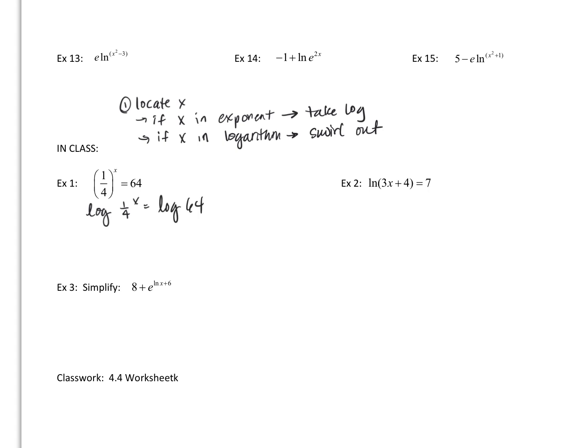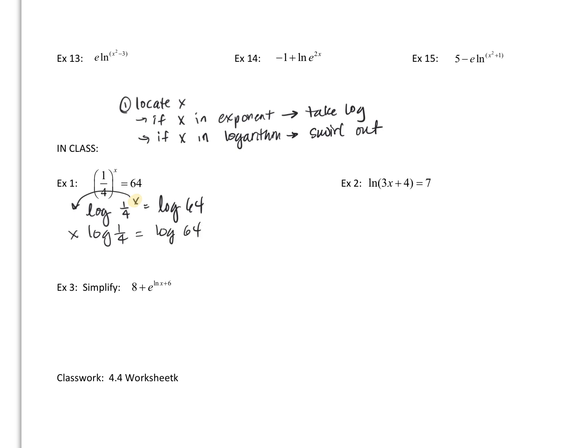Now, what did my power rule tell me yesterday when I have a power up there? X is up here in the power. What did that rule tell us we can do with the powers? Move it to the front. So now it's x times the log of 1/4 equals the log of 64.